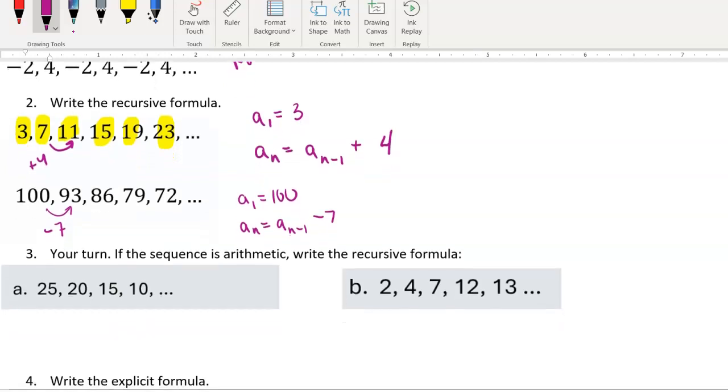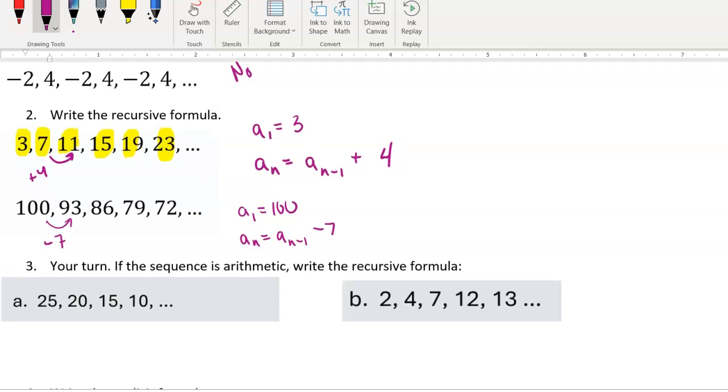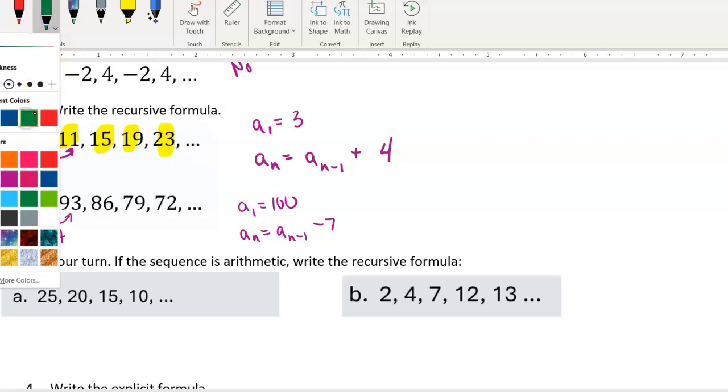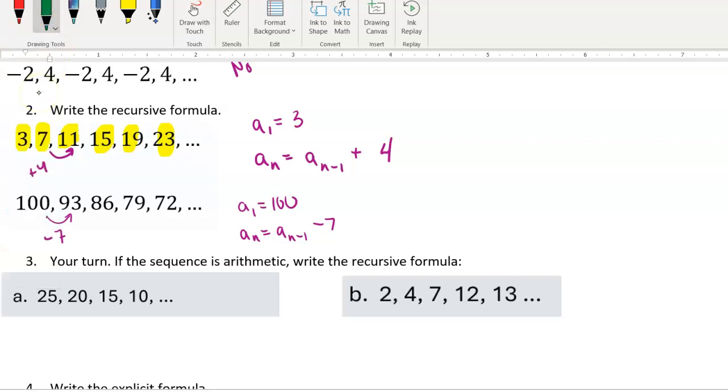All right, so why don't you guys go ahead and pause the video and work on these next two. Your first step is to figure out whether or not these sequences are arithmetic, and if they are, write the recursive formula. If it's not an arithmetic sequence, then you can't do a recursive formula, in which case you would just say that there is none. All right, so go ahead and pause the video and hit play when you're ready to check to see if you've done it correctly.